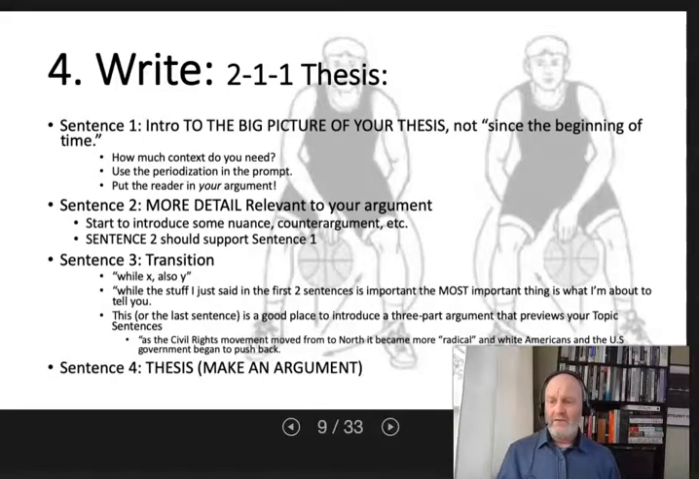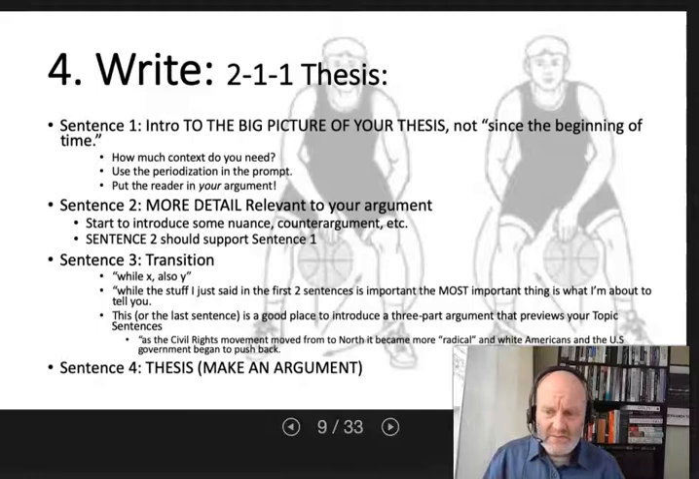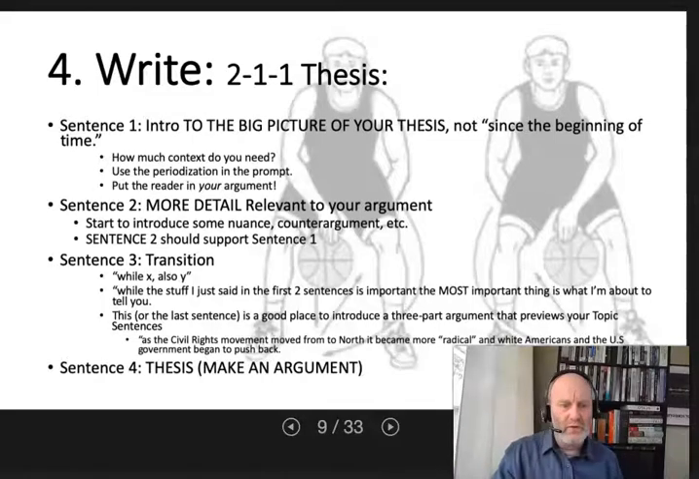And why not? The first sentence is a general statement about the prompt, about the period, and then you're going to make a very specific argument that's rooted in the documents. So that's easy to do in 4 sentences. Second sentence, more detail, relevant to your argument. Think of the second sentence as supporting the first sentence, helping to back up any claims you may have made.